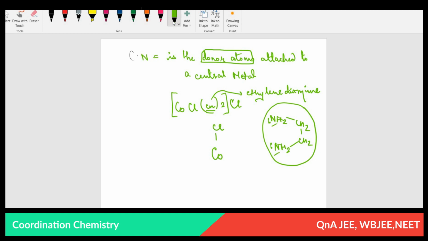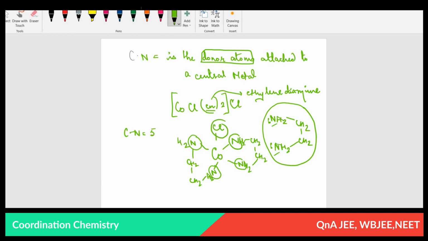Alright, so we have two ethylene diamines. Since there are two donor centers, it is referred to as a bidentate ligand. What do you mean by bidentate? When we have two donor atoms. So how many donor atoms do we have here? 1, 2, 3, 4, and chlorine being 5. So the coordination number in this case will be 5.